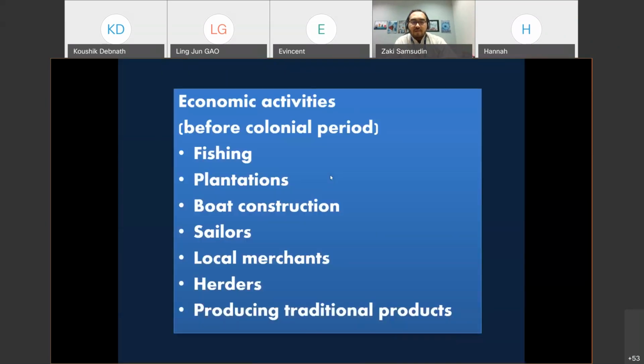Okay. These are the economic activities of the Malay people before the colonial period. Basically, traditional economic activities: fishing, plantations, boat construction. Boat construction is something interesting. It's a dying art that we have in this part of the world. The Malay people, also Indonesian people, are traditionally seafarers, so we travel from different areas within the Malay archipelago. That requires us to be good at constructing strong, reliable boats.